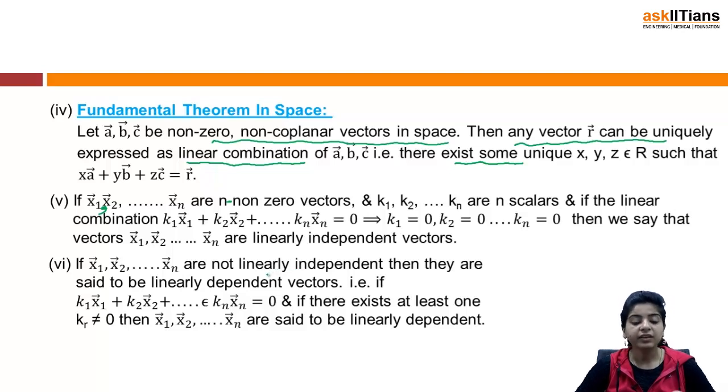And in that case, if we have a term of the form k1 x1 plus k2 x2 plus ... plus kn xn equal to 0, and if there exists at least one kr non-zero, then x1, x2, ..., xn are said to be linearly dependent. So x1, x2, ..., xn can be either linearly independent or dependent. In case they are dependent, that means we will have at least one ki which would be non-zero, and this sum k1 x1 plus k2 x2 plus ... plus kn xn is 0, while at least one ki is non-zero. Then they will be termed as linearly dependent.